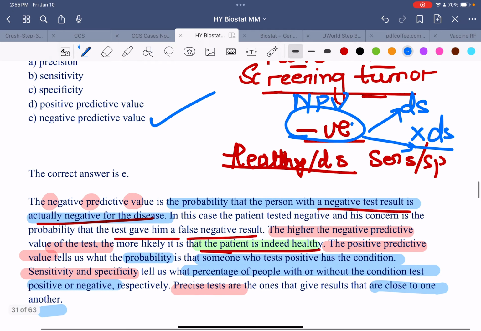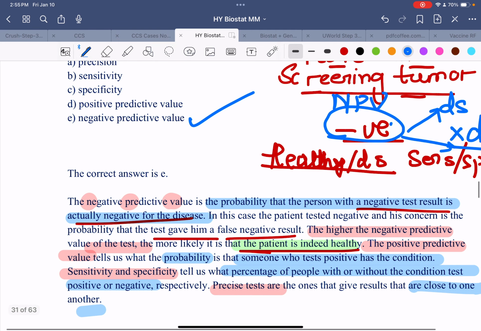NPV. Why? I told you that for NPV and PPV we actually begin with the test. So the test has come back negative, right? And now we are like, how probable it is that the person is actually negative for the disease. This is negative predictive value.